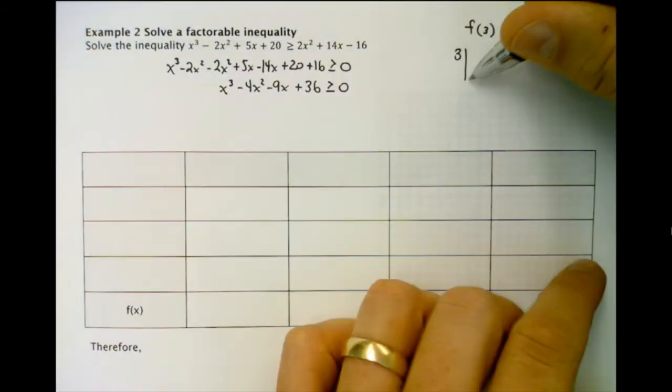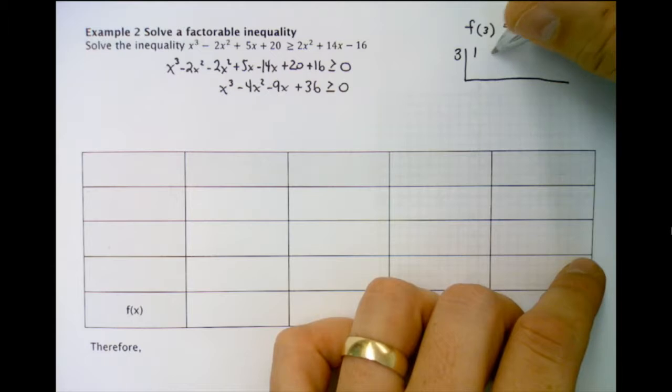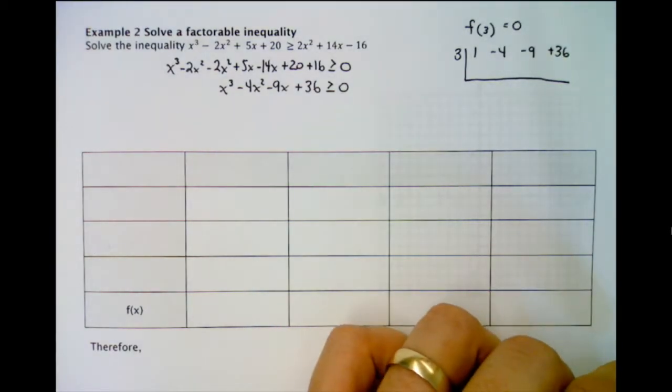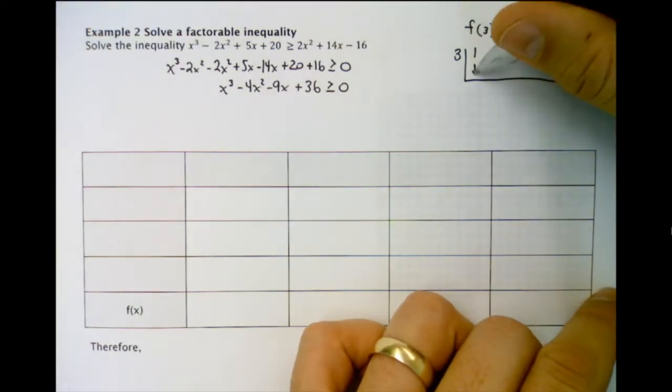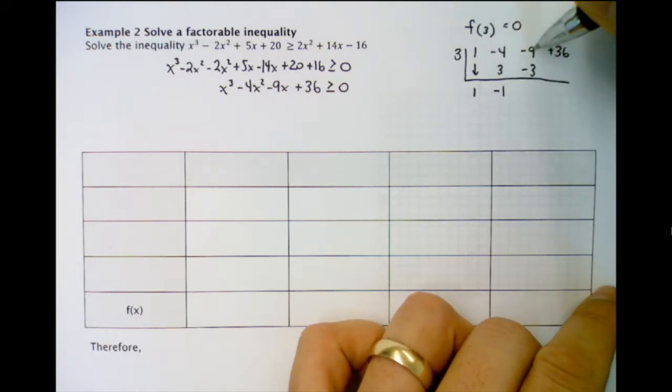3 into our degree 3 polynomial. We've got 1, minus 4, minus 9, and 36 as my coefficients. Anyways, we'll bring down the 1. 3 times 1 is 3. Add down the column, we get negative 1. Multiply by 3, we get negative 3. Add down the column, we get negative 12. Multiply by 3, we get negative 36, a 0 remainder.